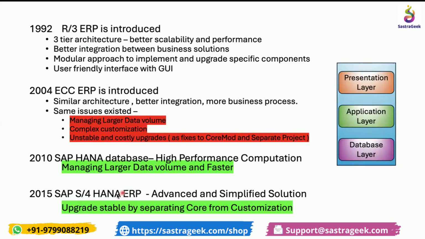S4 HANA comes in different flavors, but the public edition cloud is the one that 100% relies on that particular clean core approach. We still have the private flavor for the cloud, and we have the on-premise, where we still have access to do all these kinds of customization. But the recommended approach is to keep the core clean, use the standard, stable, released enhancement points and APIs.